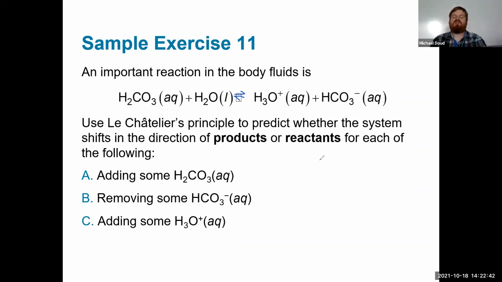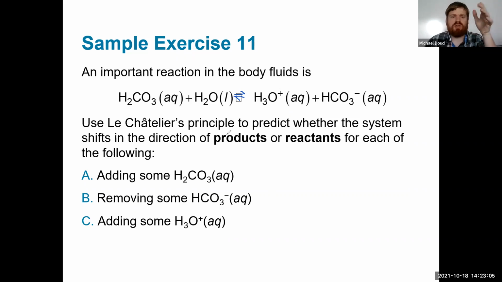Okay, so using Le Chatelier's principle, like what we've talked about, predict whether the system will shift in the direction of the products or the reactants. In other words, will you have an increase in the forward rate or an increase in the reverse rate? If you increase the forward rate, then you shift towards the products. If you increase the reverse rate, then you shift towards the reactants. I hope that makes sense.